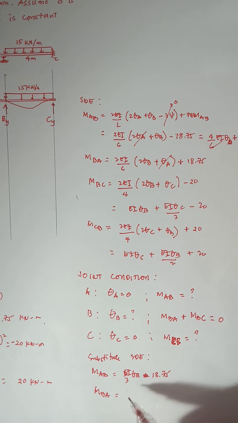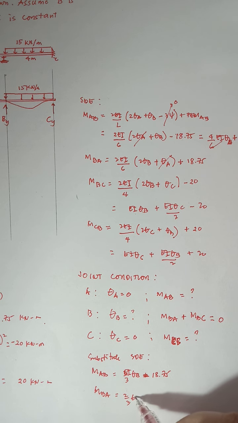Okay? And our MBA, ang imong theta A is 0. So, what will happen to your MBA? That would be 2/3 EI theta B plus 18.75. And your MBC will be equal to, okay, and theta C also 0. So, that would be EI theta B minus 20 and MCB. So, theta C also 0. So, that would be EI theta B over 2 plus 20.